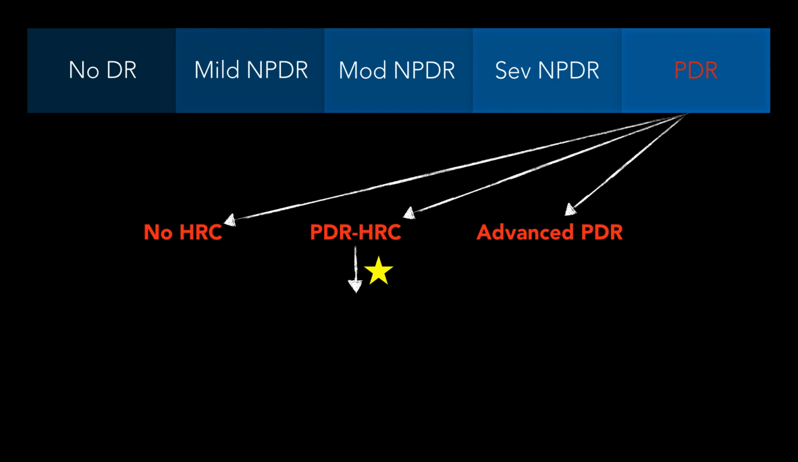Neovascularization of the disc with vitreous hemorrhage. Okay, that's one. Neovascularization elsewhere. Quantitate it for me. How much NVE elsewhere do they need to have? Is it 1.5 disc area? Less than that. Half a disc area. Half a disc area. NVE plus something else, plus vitreous hemorrhage?